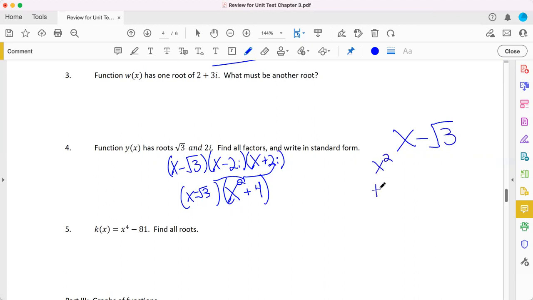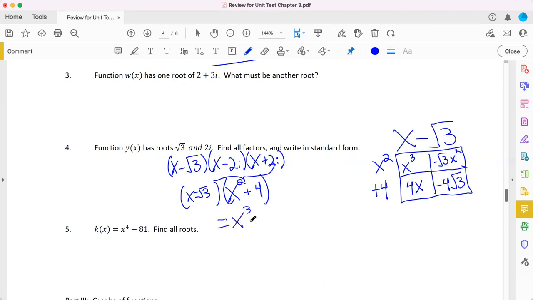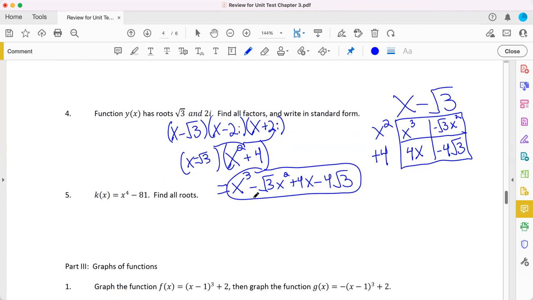Do you have to let it linger? Yeah, you do. But not too bad to FOIL out now that I really think about it. But a minus square root of 3 x squared does look a little gross. But let's keep it going. No like terms you can combine. So this all FOILed out gets you minus square root of 3 x squared plus 4x minus 4 root 3. Jeez, that's crazy.